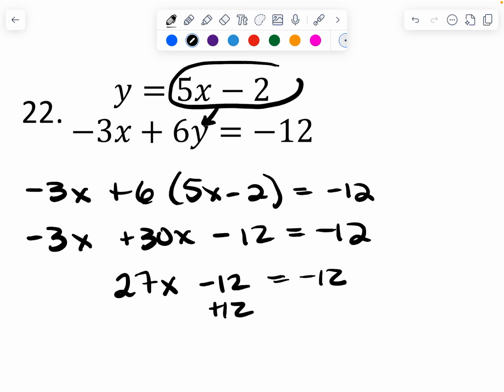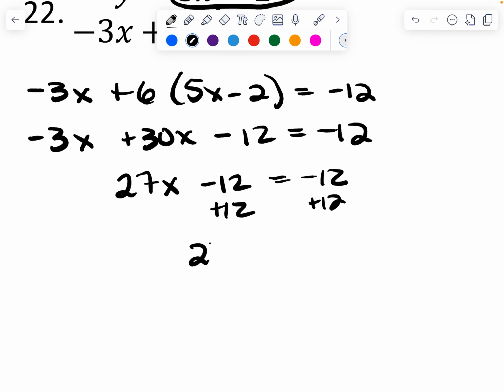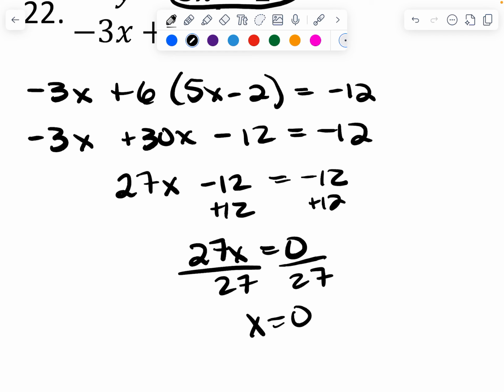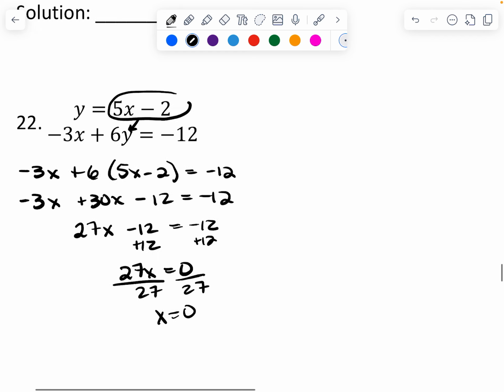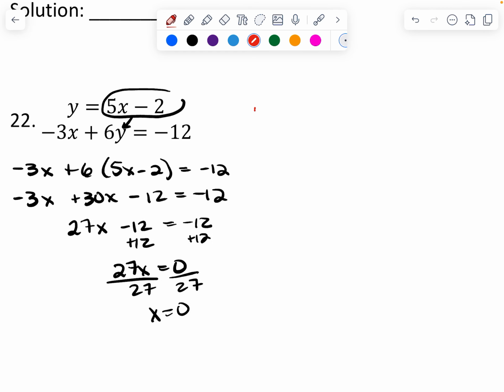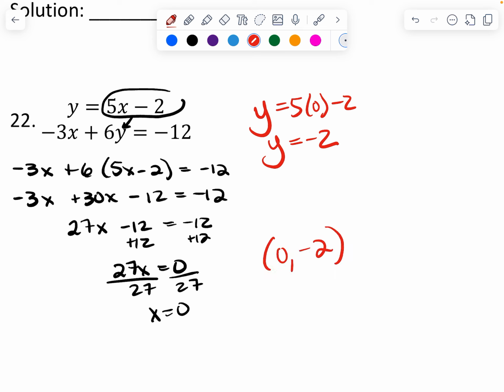Add 12 to both sides. When I do that, I'm going to get 27x equals 0. Divide by 27. I get x equals 0. I'll plug that back into the first one because it's the easiest one to do. And I get y equals -2. So the point is 0, -2. Okay.